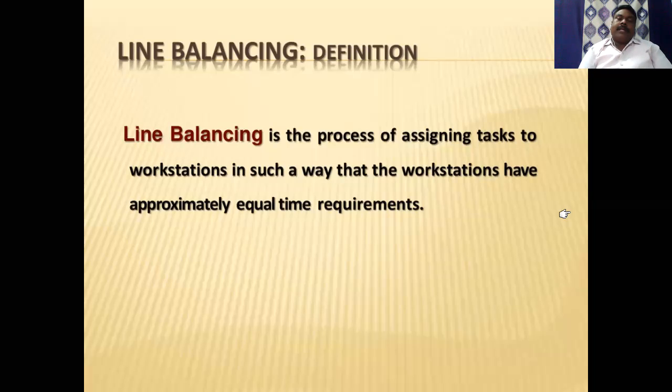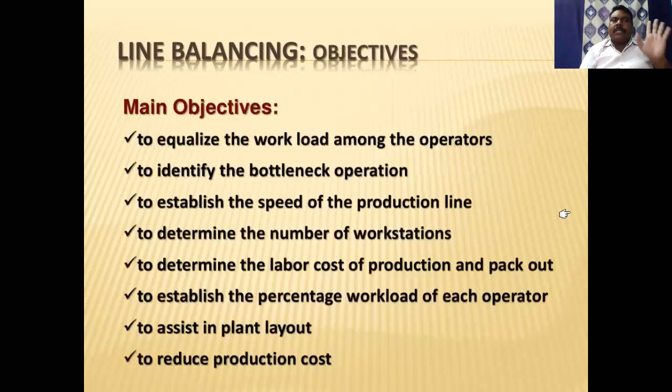So line balancing is the process of assigning tasks to the workstations in such a way that workstations have approximately equal time requirements. So we have to see that the work is done within the time. Why do we have to do this? Because customers are waiting over there. They have demanded the product. We have to finish this and make that product available to them in the market. Otherwise, we are going to lose the market and the demand also. For that reason, time management should be there.